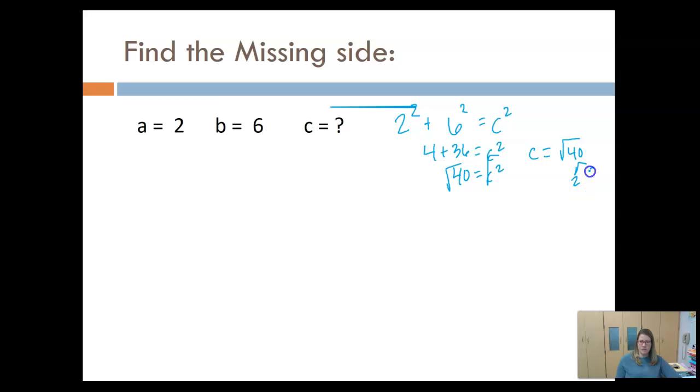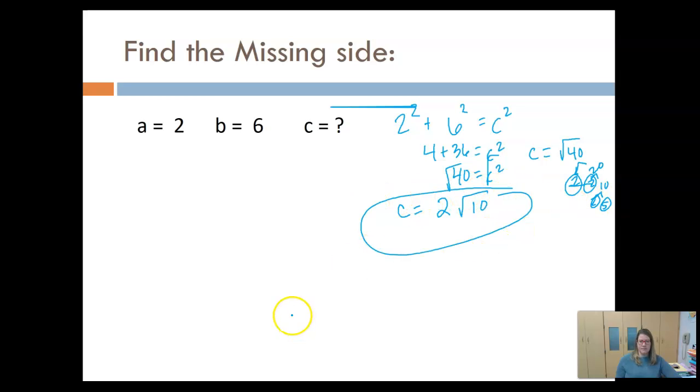40 is 2 times 20. 20 is 2 times 10. 10 is 2 times 5. So because there's two 2s, I would bring one out. The 2 times 5 has to stay in. So c equals 2 times the square root of 10. Okay.